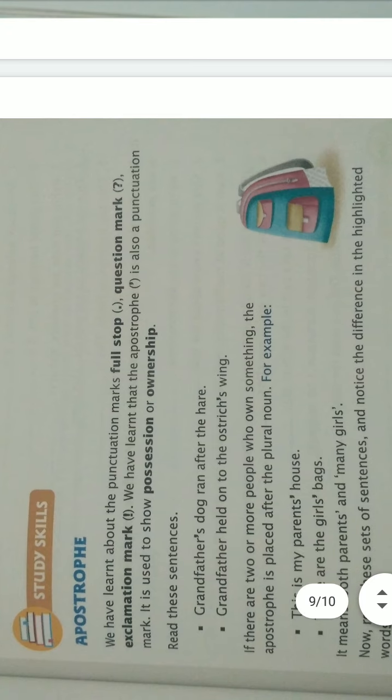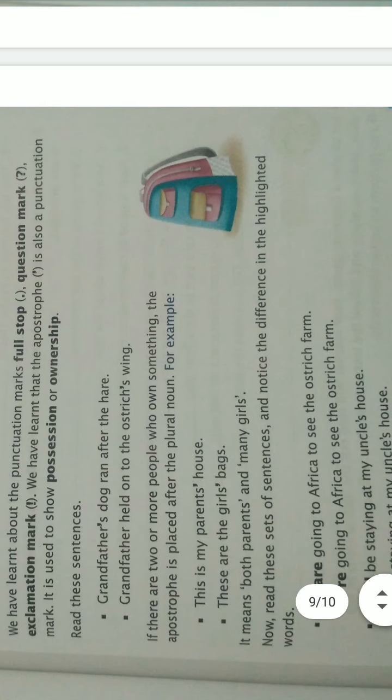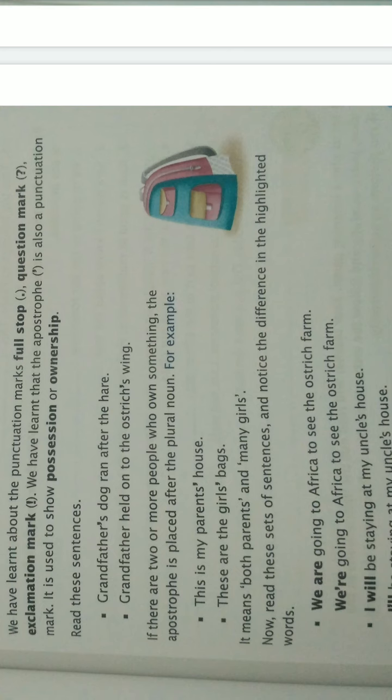Like when we want to tell that some particular thing belongs to some particular person, that means possession or ownership, and for representing that possession and ownership, we use an apostrophe. Like, grandfather's dog ran after the hare. Now the dog belonged to grandfather, so it was grandfather's dog. Grandfather apostrophe s. Here we can see the comma is placed between grandfather and s, and that comma is called an apostrophe.